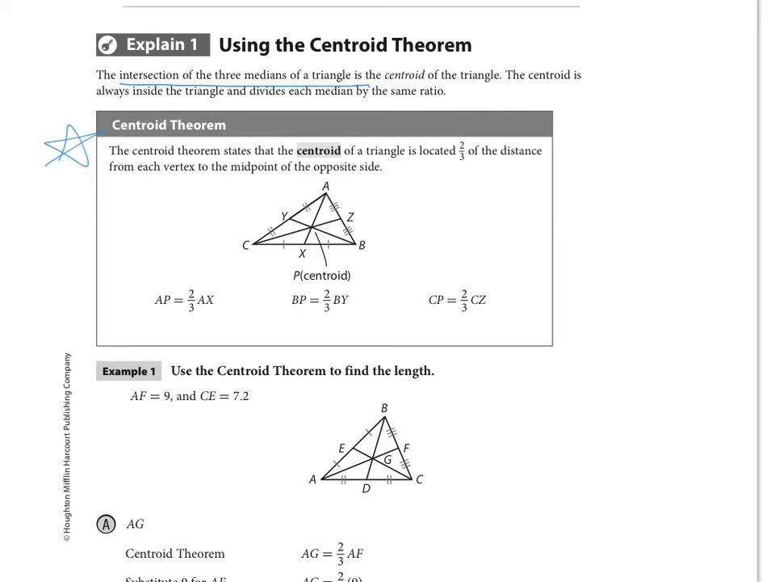Now, you guys, I like to think about this in a little bit of a different way. So I'm going to give you some additional notes that I think might help. Another way to think about it is that the longer segment of the median itself, because as you can see in the picture, there's always a short segment and then a longer segment. You can see that with the centroid. The longer segment is always equal to 2 times the shorter segment.